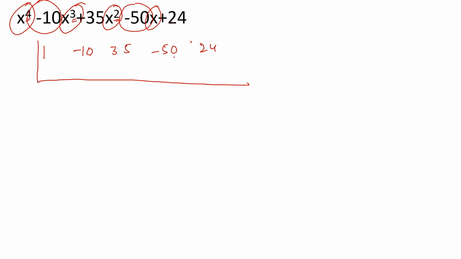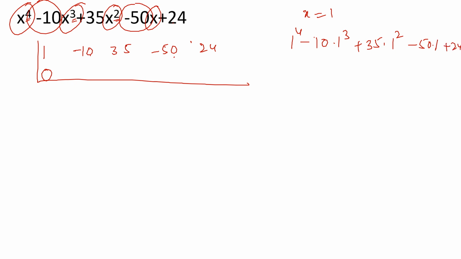Now you will place 0 here. Because it is power 4, we will guess two initial roots. Let us guess x equal to 1. So we will substitute x equal to 1 in the polynomial, that is 1 to the power 4 minus 10 into 1 cube, plus 35 into 1 square, and minus 50 multiplied by 1 plus 24.